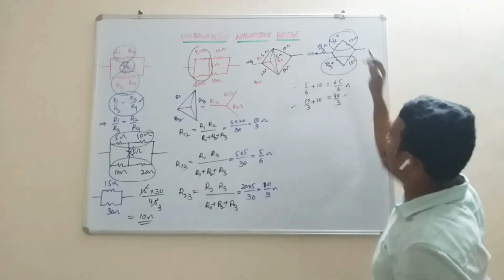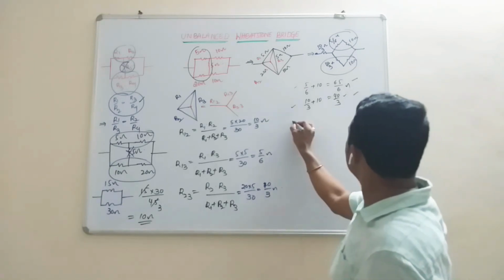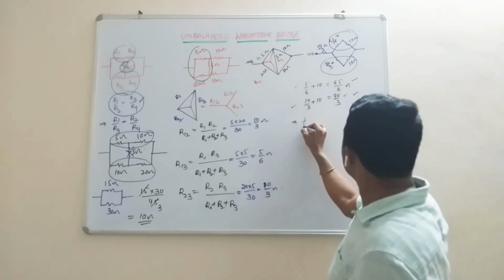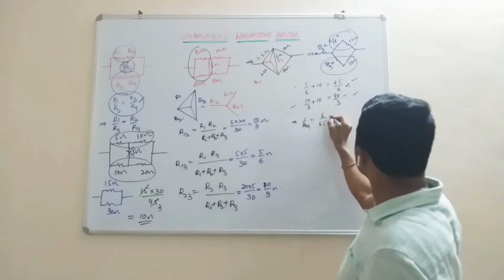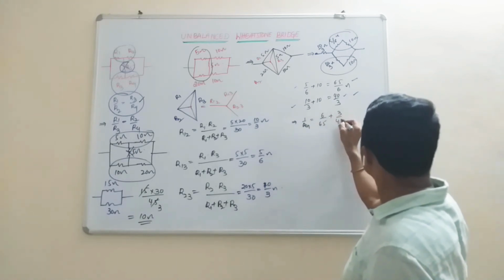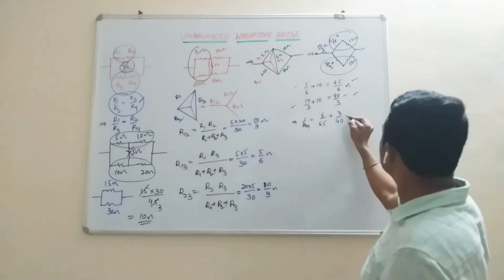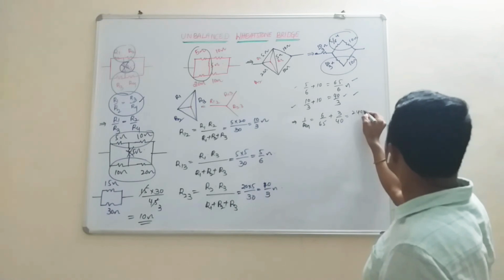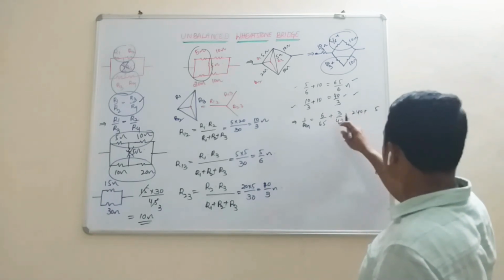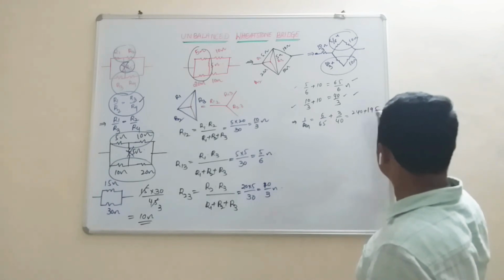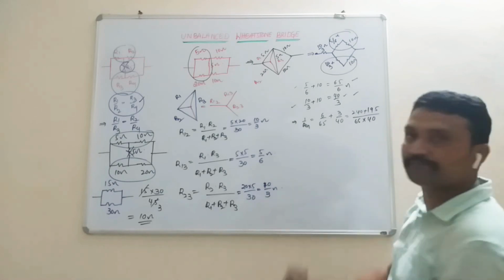So now these two are in parallel. In the sense, 1 by R equivalent is equal to 6 by 65 plus 3 by 40. 6 by 65 plus 3 by 40 is equal to 240 plus 3 into 5 is 15, 3 into 6 is 18, plus 1 is 90, 195 by 65 into 40.